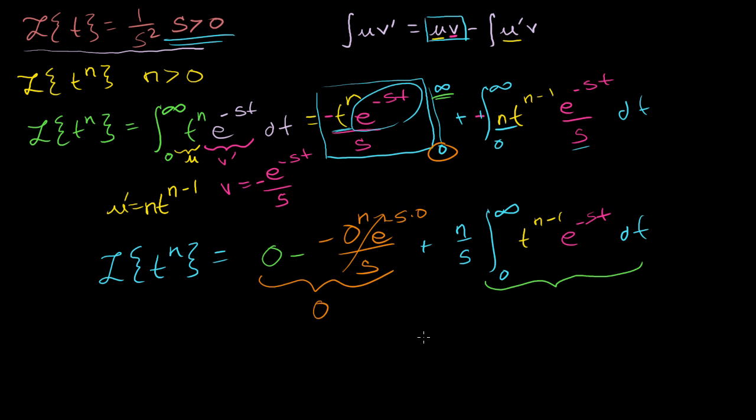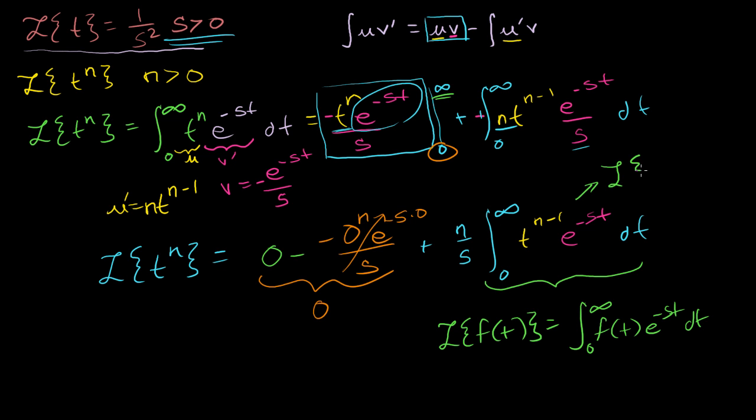What's the definition of the Laplace transform? The Laplace transform of any function is equal to the integral from 0 to infinity of that function times e to the minus st dt. Well, we have an e to the minus st dt, and we're taking the integral from 0 to infinity. So this whole integral is equal to the Laplace transform of t to the n minus 1. So just that easily, because this term went to 0, we've simplified things.